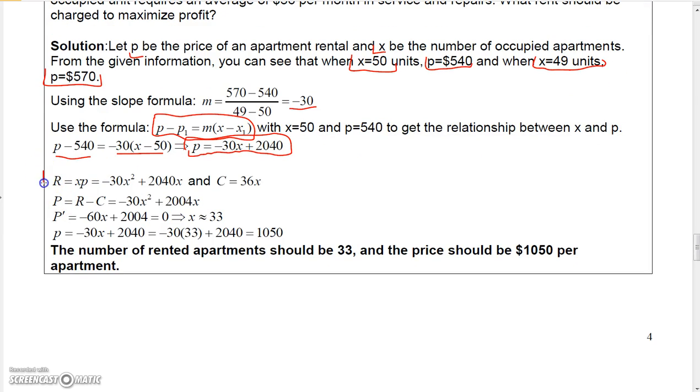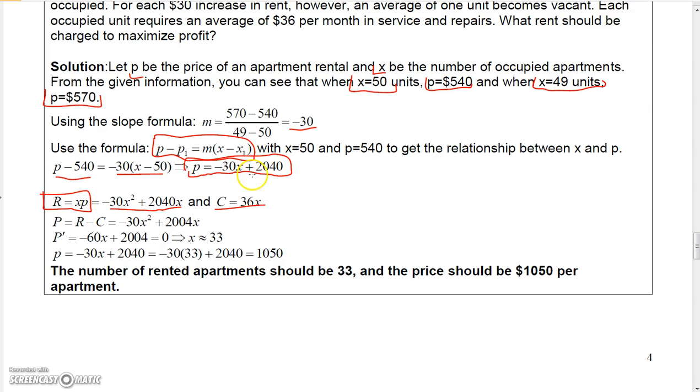For revenue, remember revenue is x times p. We did a problem similar to this earlier. So now just multiply x times this and you'll get minus 30x squared plus 2040x. And the cost, if you go back and look at the problem, the cost is 36x.